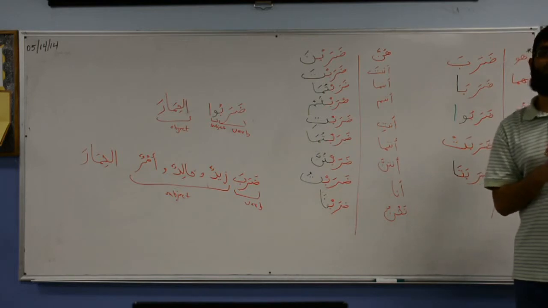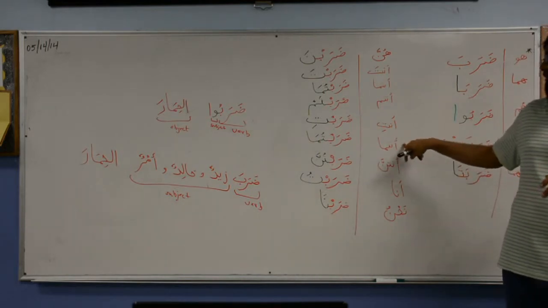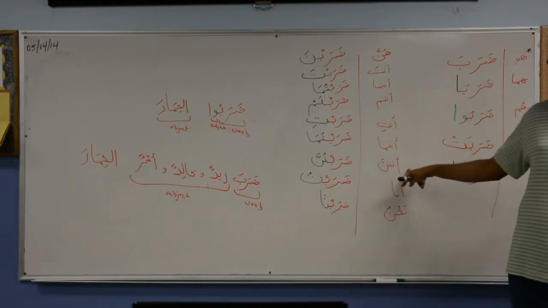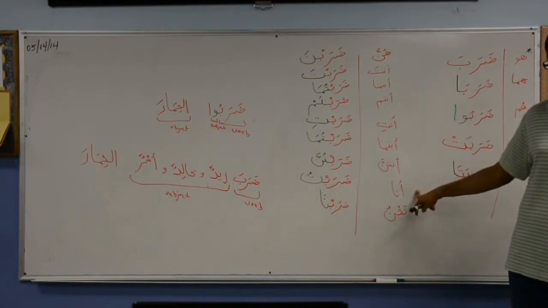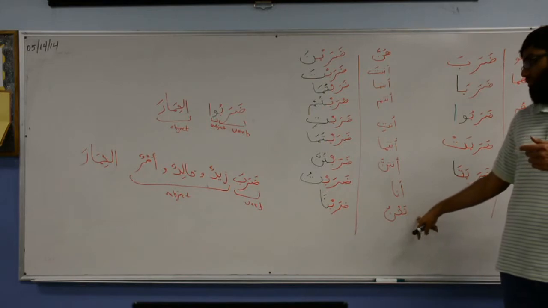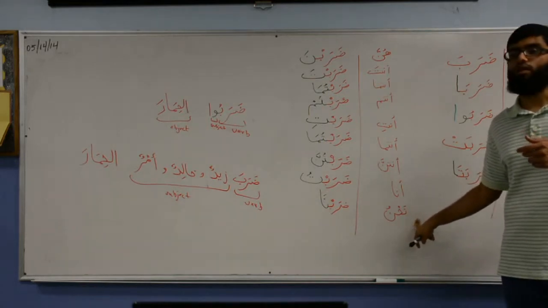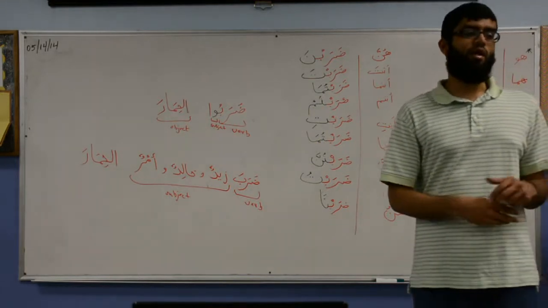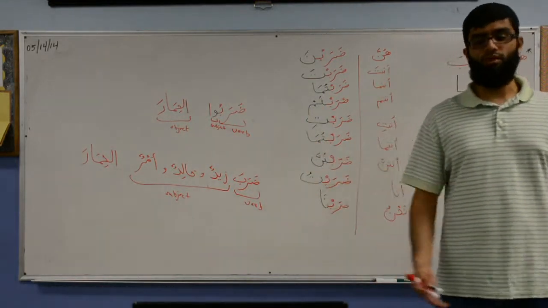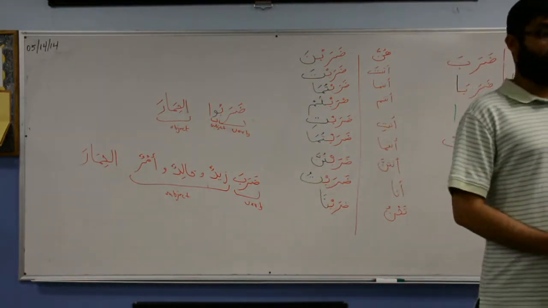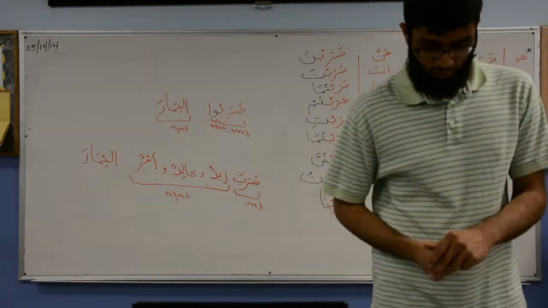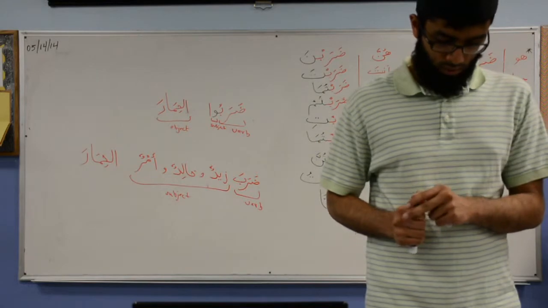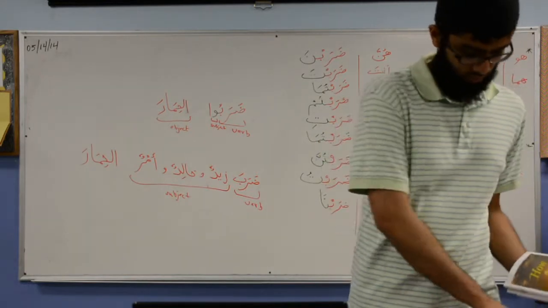Antuma sajadtuma. Antunna sajadtunna. Ana sajadtu. Nahnu sajadna. So he prostrated is sajada, and they prostrated, a group of men, sajadu. Okay, all right, let's go to lesson 3.